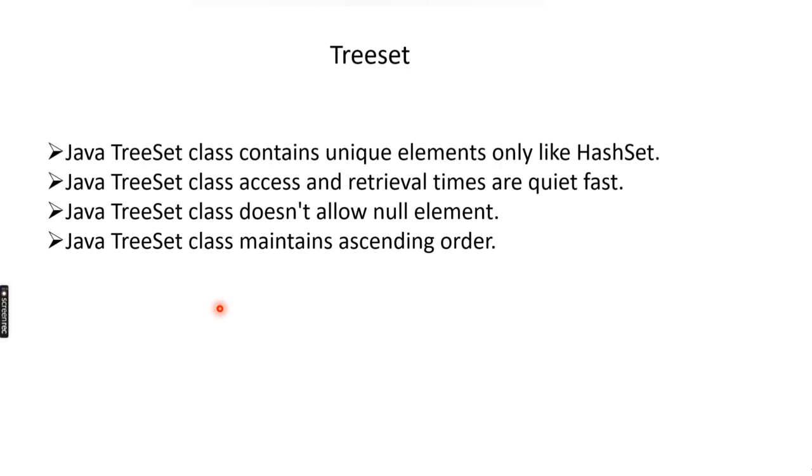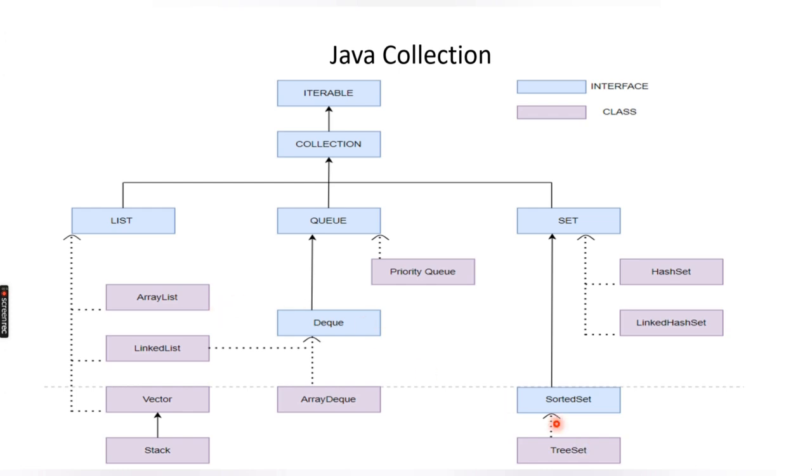In this video, we are going to learn about TreeSet. In the Set interface, we have already learned about HashSet and LinkedHashSet. Now we are going to understand what TreeSet is. TreeSet is a class which implements the SortedSet interface, and the SortedSet interface extends the Set interface. The difference between HashSet, LinkedHashSet, and TreeSet is how they maintain the order in which we have inserted the element.